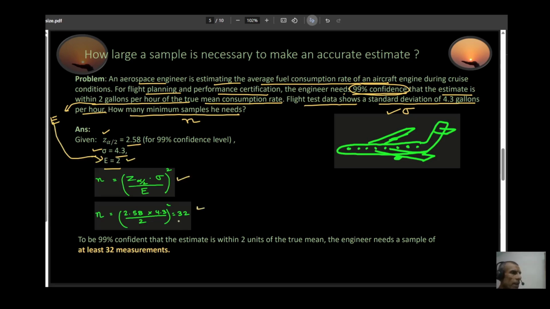calculate your n, and the answer will come out to be something like maybe 31.4, 31.5. Just round it off to integer values because that's the number of samples. In this case, I rounded off, it came out to be 32. So to be 99% confident that the estimate is within 2 units of the true mean, the engineer needs a sample of at least 32 measurements. He can have 33, 34, 35 measurements too, but at least he needs 32.